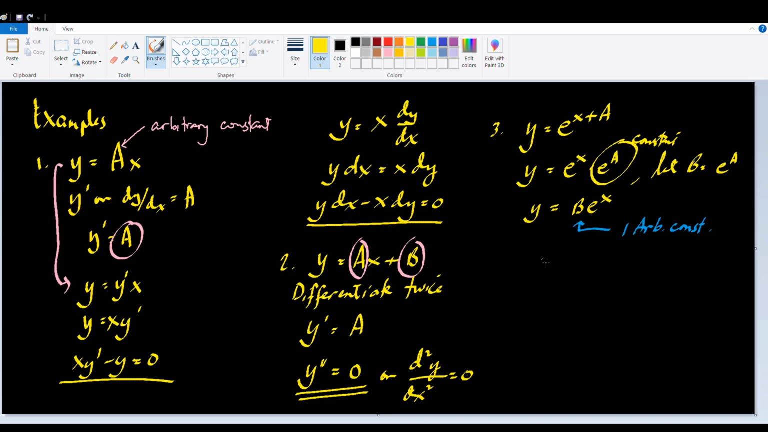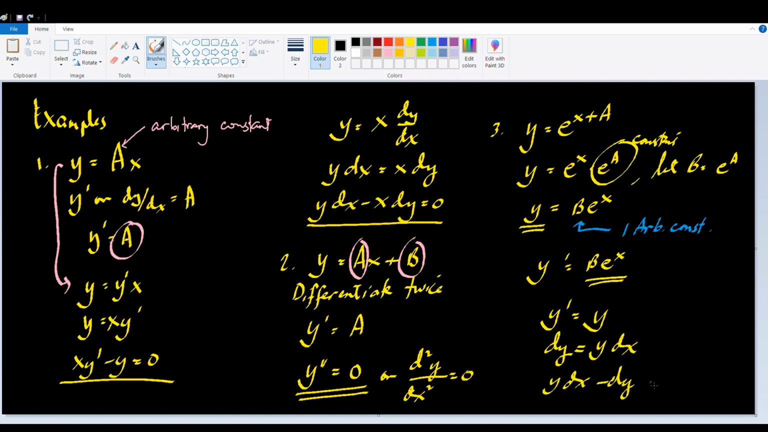So differentiating once, we get y prime equal to b e to the x. But we know that b e to the x is the same as y. So y prime is equal to y, or dy equal to y dx, or y dx minus dy equal to 0.